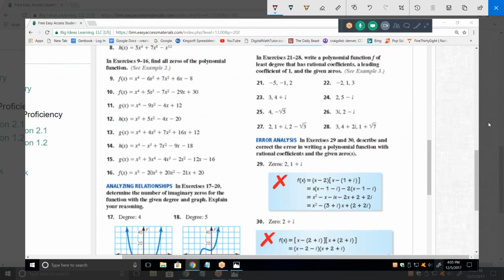All right. We got time to do the next one. Give me the factors. So x minus 3. Then x minus 4 plus 2i. And then x minus 4 minus 2i.